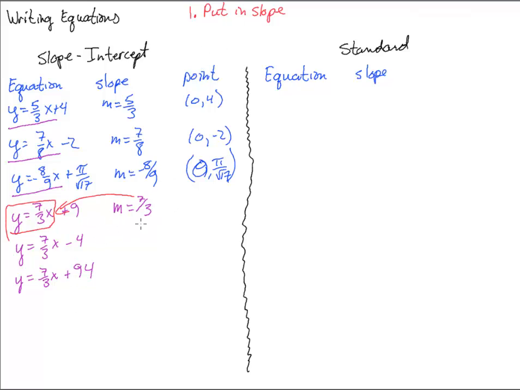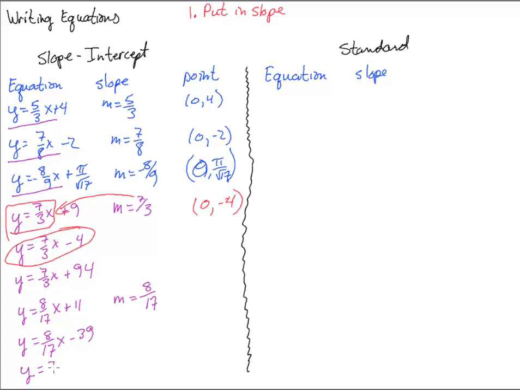Now, can you tell which one of these lines goes through the point 0, -4? If we specify a point and we go backwards like that, you're like, oh, that one doesn't work. That one does. Look, there's our line right there. Let's try another one really quick. What if I said the slope is 8/17? Think of all the different equations you could write with 8/17. Y equals 8/17 x plus 11, y equals 8/17 x minus 39, y equals 8/17 x plus 238.